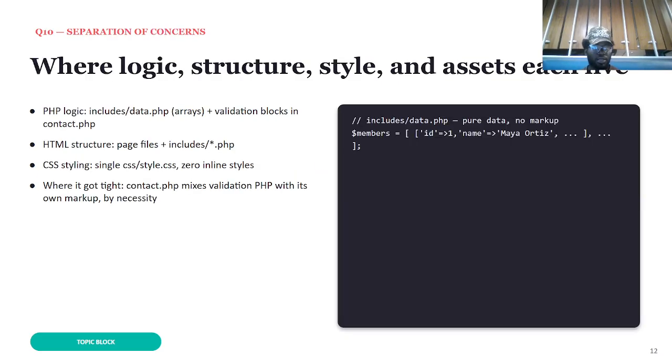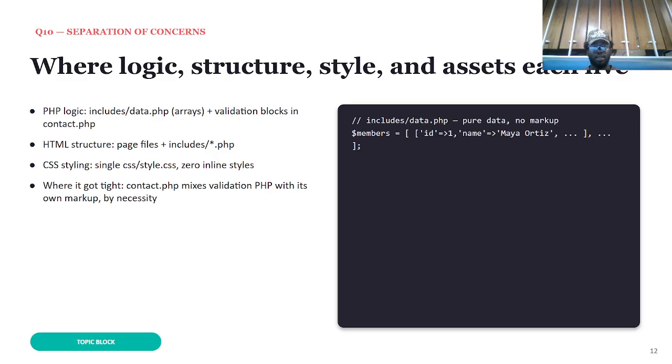Separation of concerns. PHP logic lives in exactly 2 places, which are the data arrays, including the data PHP file, and the validation block at the top of the contact PHP file. The HTML structure lives in the page files and the 3 layout includes. CSS is one file, the style CSS file, and there are 0 inline style attributes anywhere in the project. So every visual rule lives in that one style sheet.